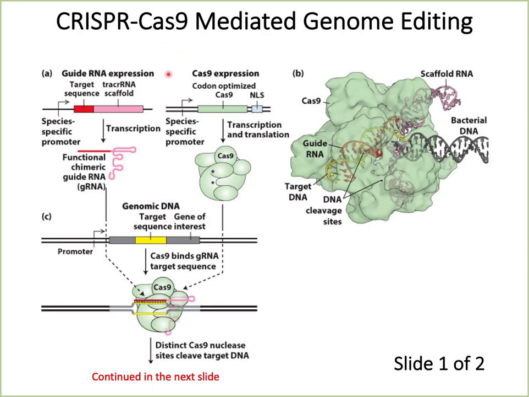So let's take a look at how you generate this system. First, you have to have a guide RNA expression. How you do this is you have a target sequence and a species-specific promoter, whether it's a mouse, a zebrafish, a Caenorhabditis elegans worm, or human cells. And right here, there is a sequence which you call a tracrRNA scaffold. This is needed to bind the Cas9 nuclease. But this is the most important part.